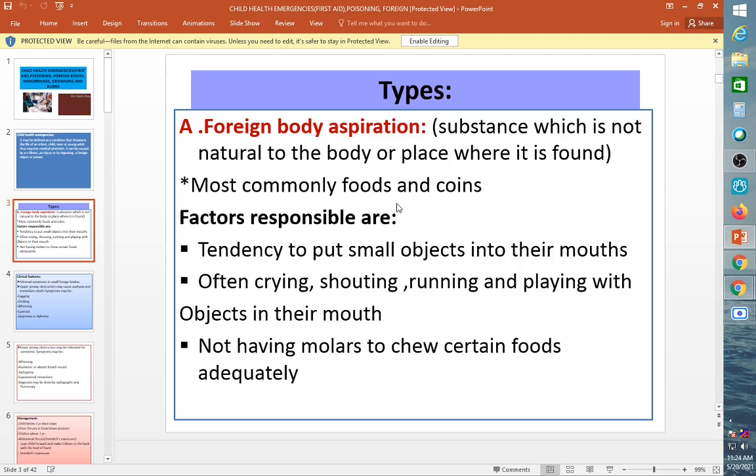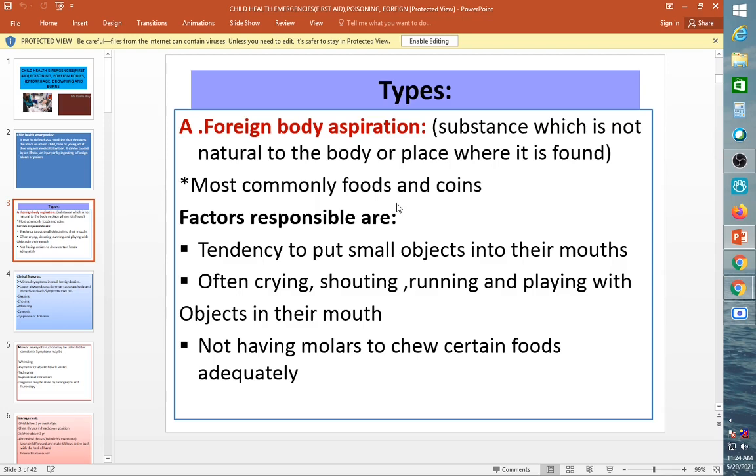So what are the factors responsible for foreign body aspiration? First, small children. You know the stages of growth, Erikson's stages and then Freud's stages. First is the oral stage, 0 to 1 year. In that stage, children have a tendency to put everything into their mouths. Whatever they find, it may be food, it may be anything, they put it into their mouth, and at this age they cannot control it. As a result, it causes aspiration.